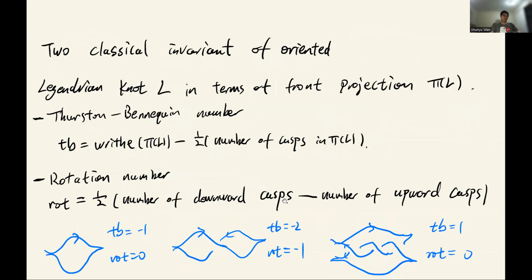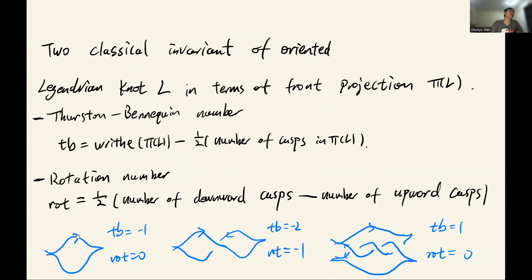Okay, since it's really hard with the Legendrian Reidemeister moves, we better have some kind of invariant for Legendrian knots in terms of the front projections. By the way, these only work for knots in R^3 with the standard contact structure. The two classical invariants are, firstly, the Thurston-Bennequin number and the rotation number. The tb is given by the writhe of the front projection minus a half of the number of cusps, and the rotation number is given by half of the number of downward cusps minus the number of upward cusps.